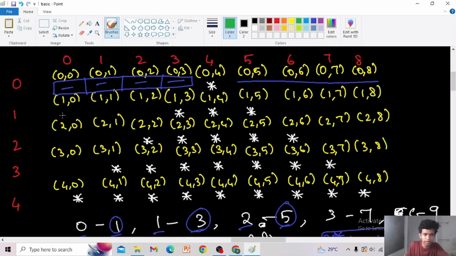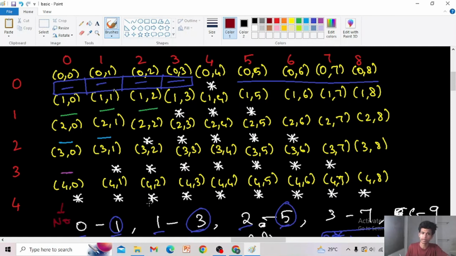Again, come here. How many spaces are there? 1 space, 2 space, 3 space. So totally 3 spaces are there in the first row. And then how many spaces are there here? 1 space, 2 space. Only 2 spaces are found here. Again, come to the bottom. How many spaces are there? Only 1 space at the third row. And then come to the bottom still. There is no space.